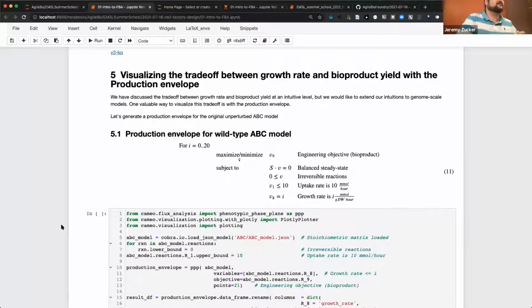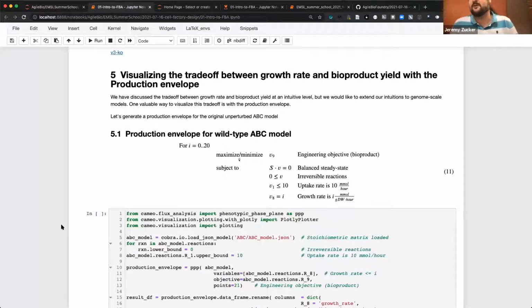Okay, so then moving on. Now we're going to talk about visualizing the trade-off between growth rate and bioproduct yield with the production envelope. We've discussed the trade-off between growth rate and bioproduct yield at an intuitive level, but we'd like to extend our intuitions to genome scale models. One valuable way to visualize this trade-off is with the production envelope. So let's generate a production envelope for the original unperturbed ABC model.